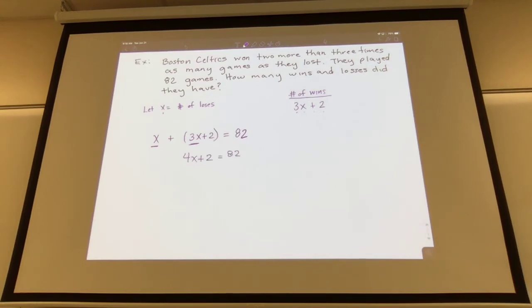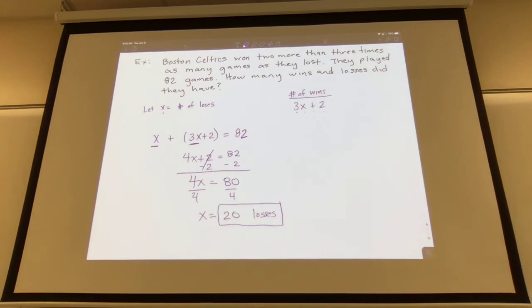Now we want to solve for x. So subtract 2 from each side. Divide both sides by 4. And x is equal to 20. What does 20 represent? Losses. Okay. So if I know I have 20 losses, then how can I figure out how many wins I have? You subtract 82 from.